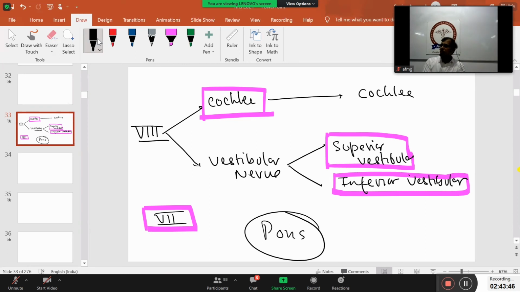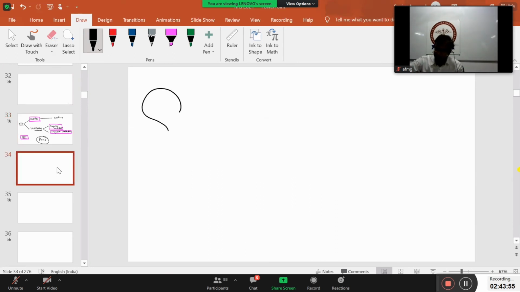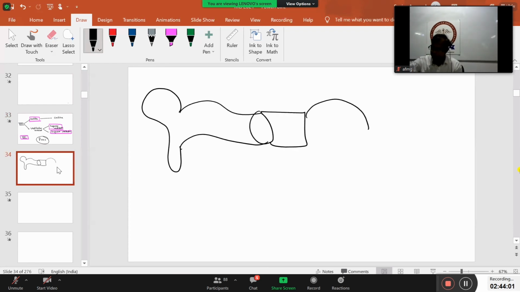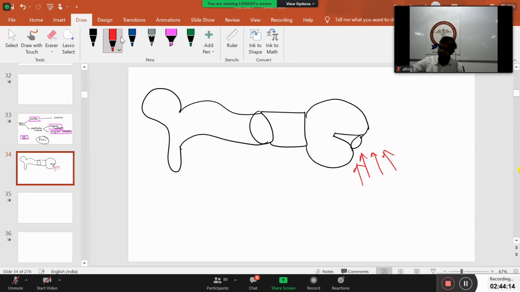And the thing you have to know is, what is the entry point for these nerves? Where do they enter from? That's very important. So I'll draw a similar diagram. Pinna, canal, tympanic membrane, middle ear. In the inner ear, there is a canal here, and these nerves enter from this canal. So in the inner ear there is a canal for the entry of these nerves. This side is pons, from where the nerves will come and enter inside.